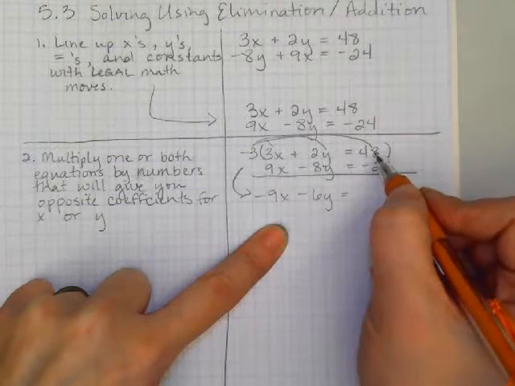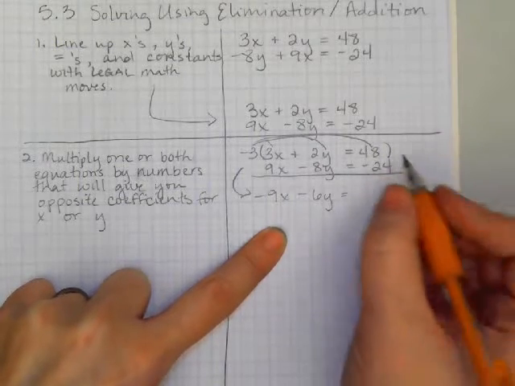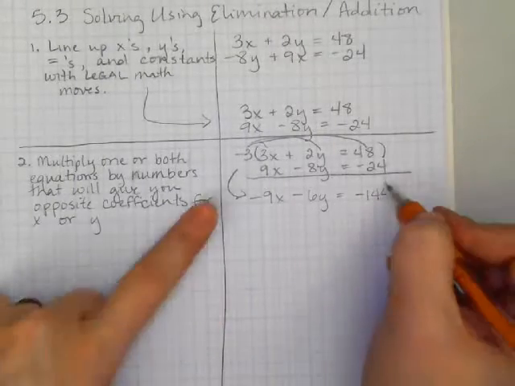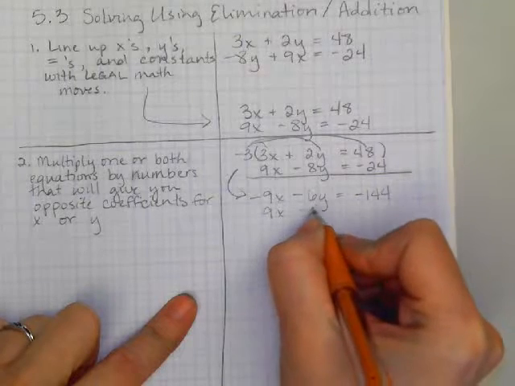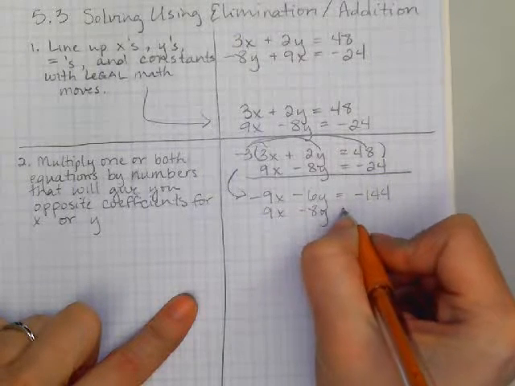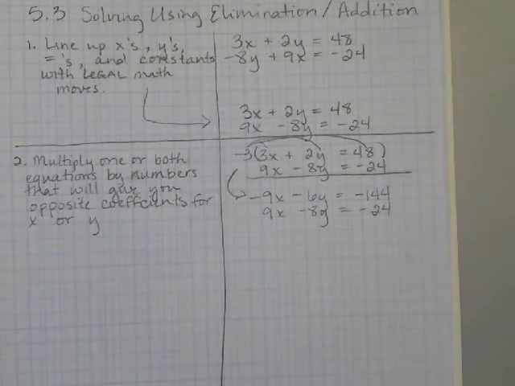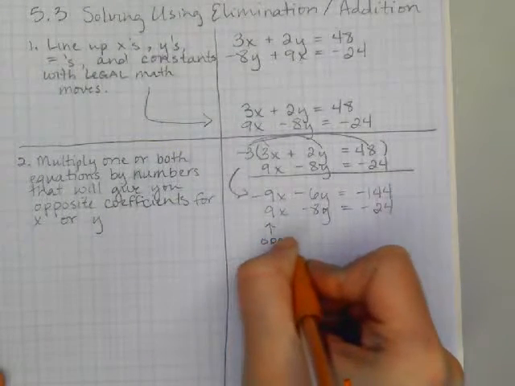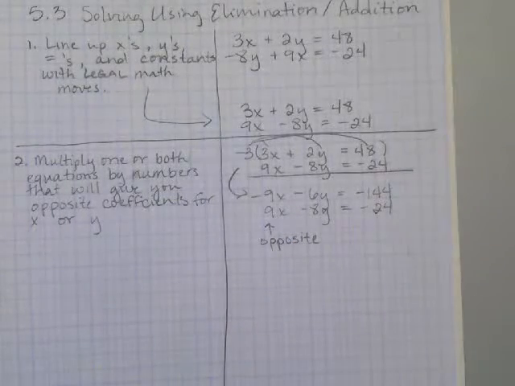So right here, that's where I have my opposite. Isn't it 134? Let me check. Negative 3 times 48, I got negative 144. Oh, never mind. Sorry about that. So this negative 9x, write this down please, and positive 9x, those are the opposite coefficients. That's what we're trying to get.